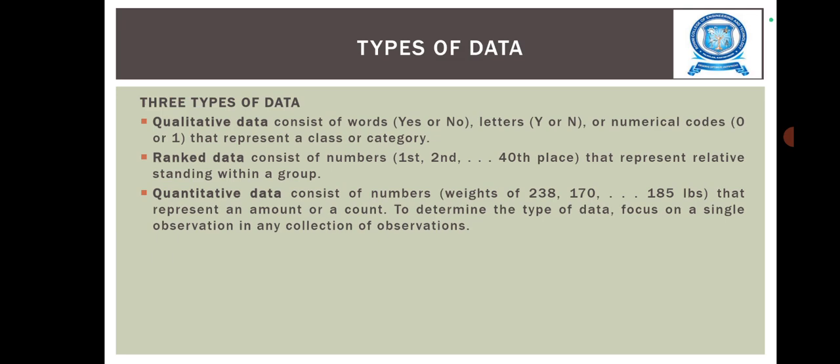It consists of numbers first, second, up to 40th place that represent relative standing within a group. The next one is quantitative data. It consists of numbers, weights. For example, consider weight. The weight is represented as a number that represents an amount or a count. To determine the type of data, focus on a single observation in any collection of observations.